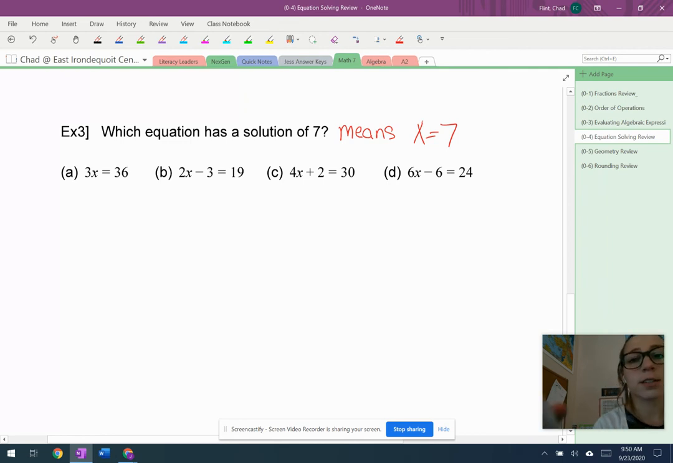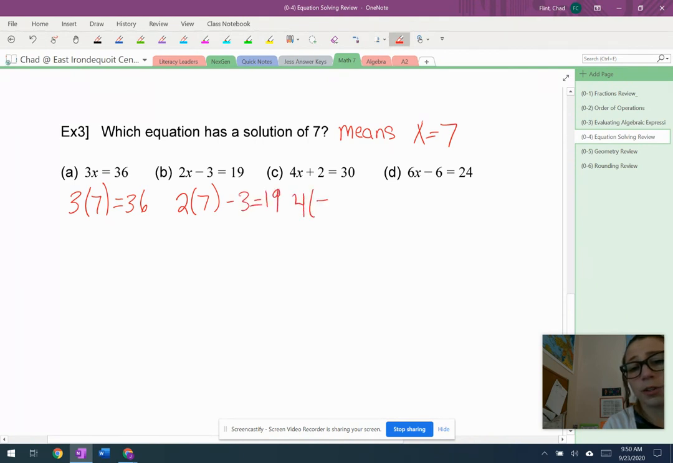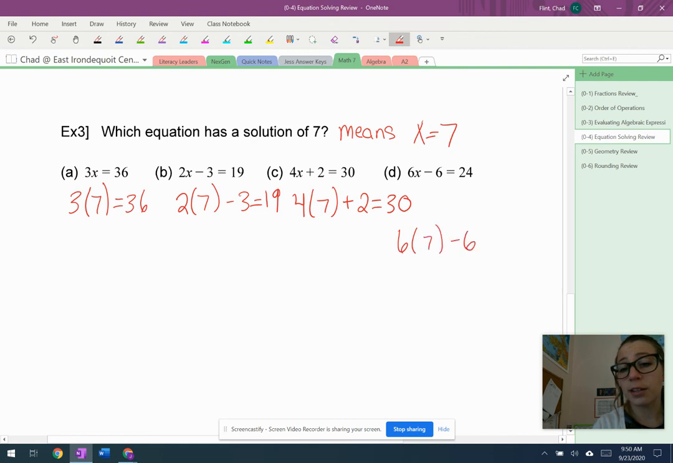So let's try this. And I do want you to show work like this on your homework. So choice A is 3x equals 36. I'm going to go through and I'm just going to plug each one of these in. 2x minus 3 equals 19. 4x plus 2 equals 30. And again, all I'm doing is going through and filling in a 7 everywhere I see an x, just like we did in that previous lesson on evaluating algebraic expressions.